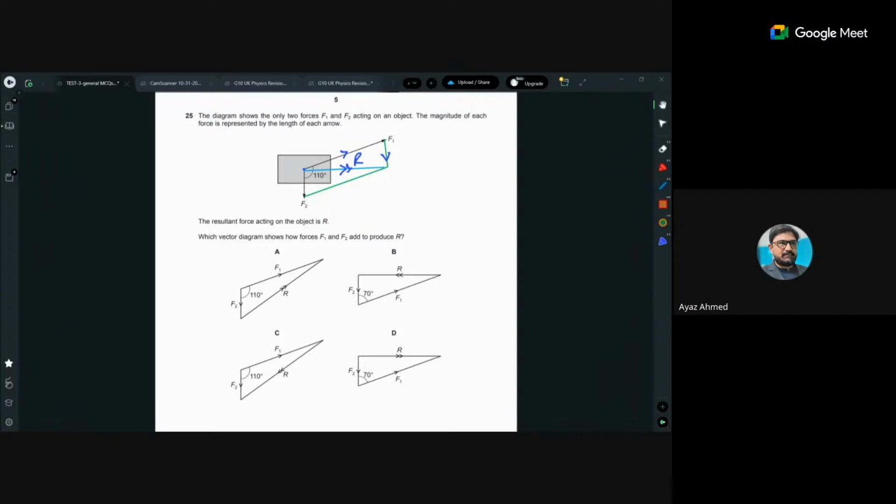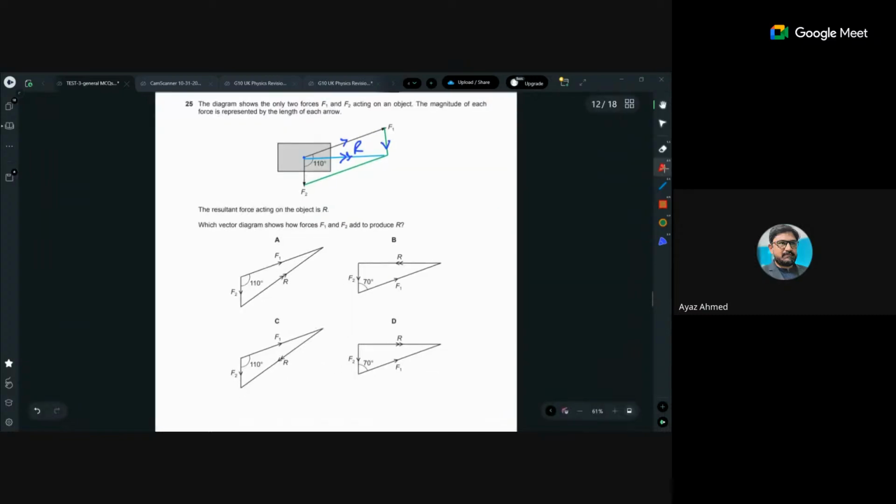Why? Because the arrows are in this direction. I was encircling the arrows, and I have encircled this. So the arrows are in this direction, so you have to say that the force F2 will be downward. F2 is downward. F1 should be here, but F1 should be on the head of F2.